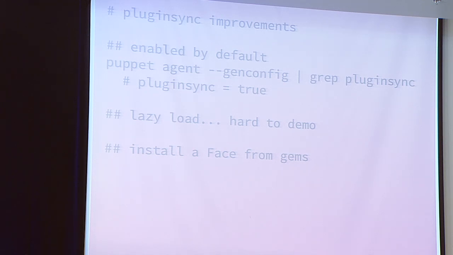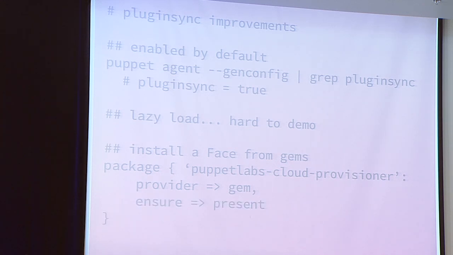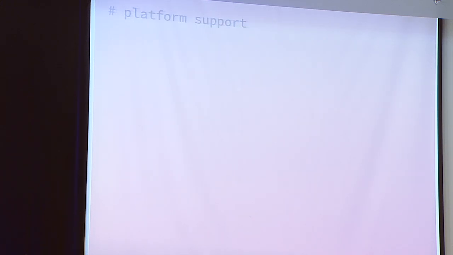Like, hey, wait, this sounds familiar. This sounds like a packaging system. I think I've seen this before. So Kelsey did a bunch of work to make it so that you can install stuff from a gem, for instance, a Puppet Labs Cloud Provisioner. You could install it as a gem, and Puppet will find it out of the load path without you having to twiddle stuff around. So I think all of those are some pretty awesome improvements and should hopefully ease some of the pain that people are feeling around plugin sync.